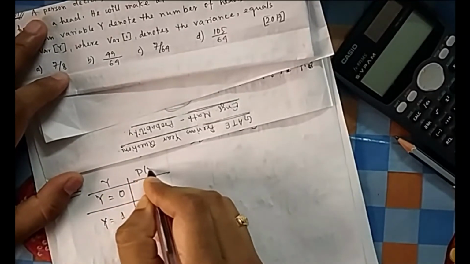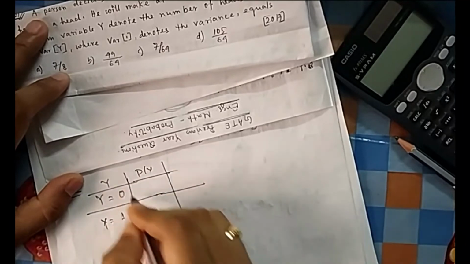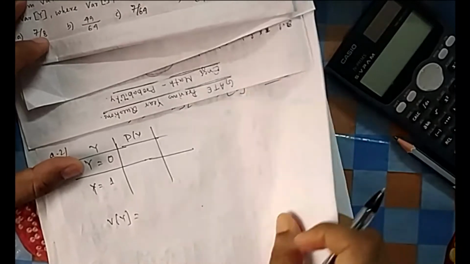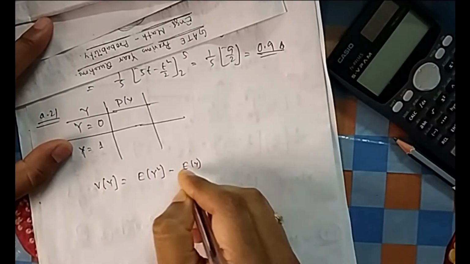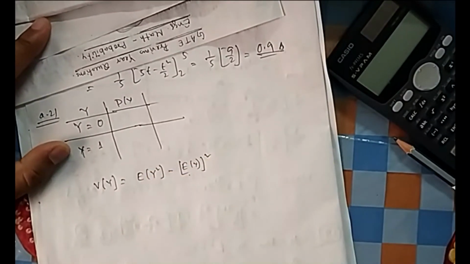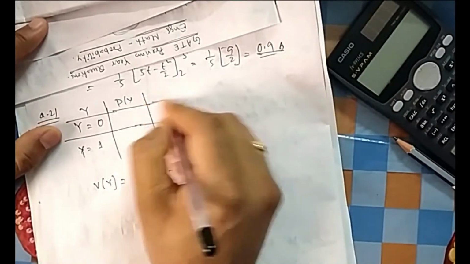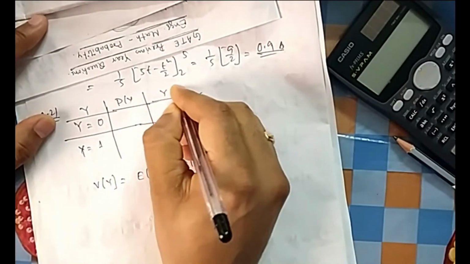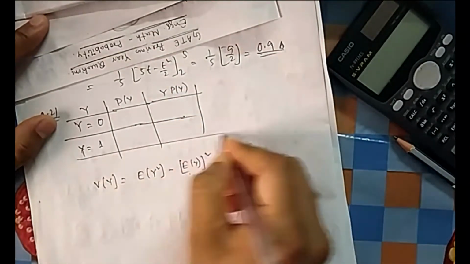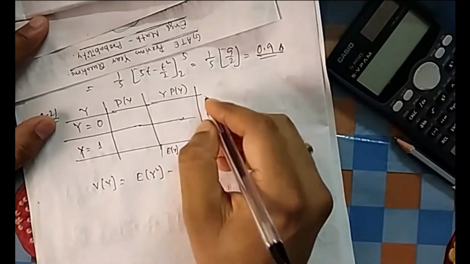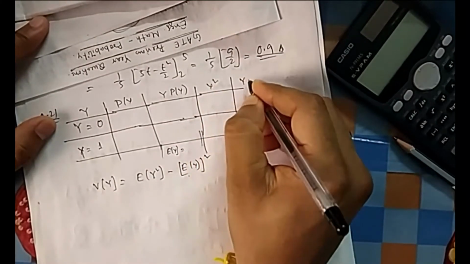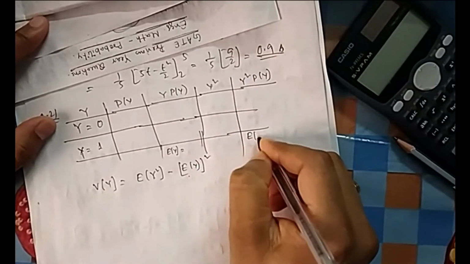And then you have to find p(y). I am writing the table for finding V of x. Actually V of y is equal to V of x, whatever. It is E of y square minus E of y whole square. This is actually the formula to calculate V of y. So for that we need y into p(y), because y into p(y) will give me E(y), and then E(y square) is also needed, so we need y square, and y square into p(y). This will give me E(y square).